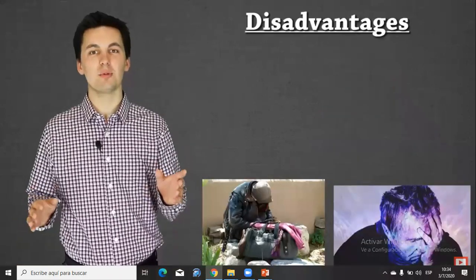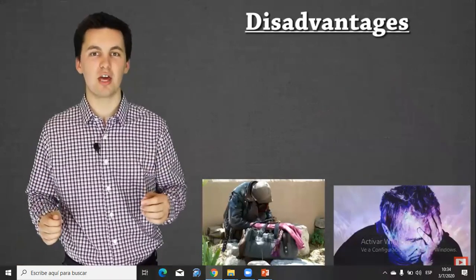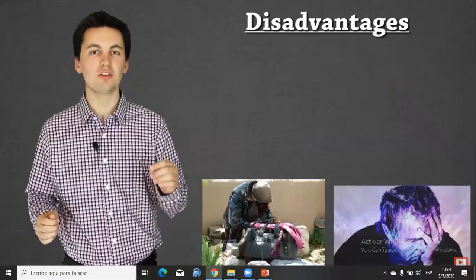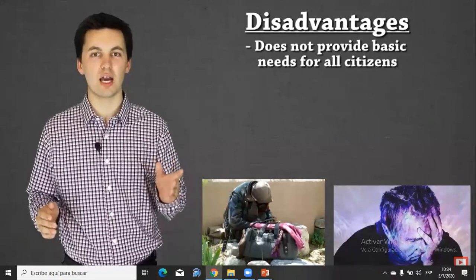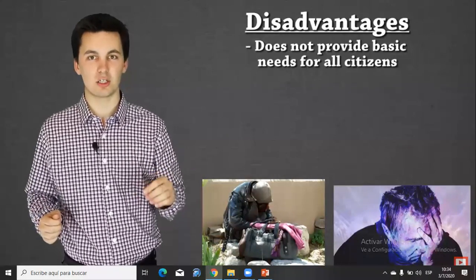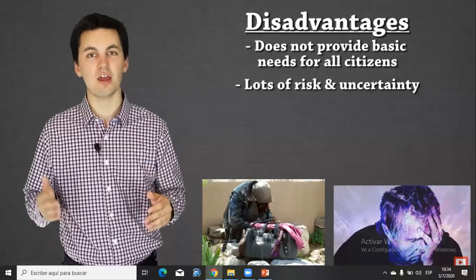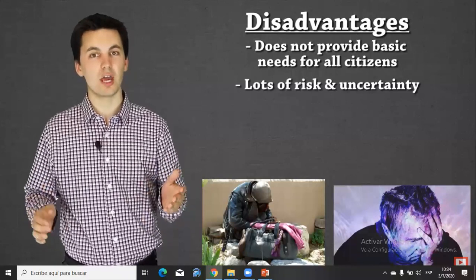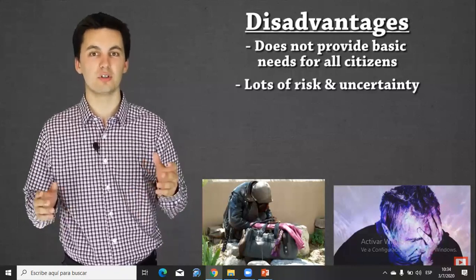While a market economy might seem great, there's also a lot of disadvantages as well. This is one of the types of economies that doesn't provide basic needs for everyone. There's a lot of uncertainty in a market economy, both for business and for the individual. It's hard, and a lot of people fail in this type of economy.